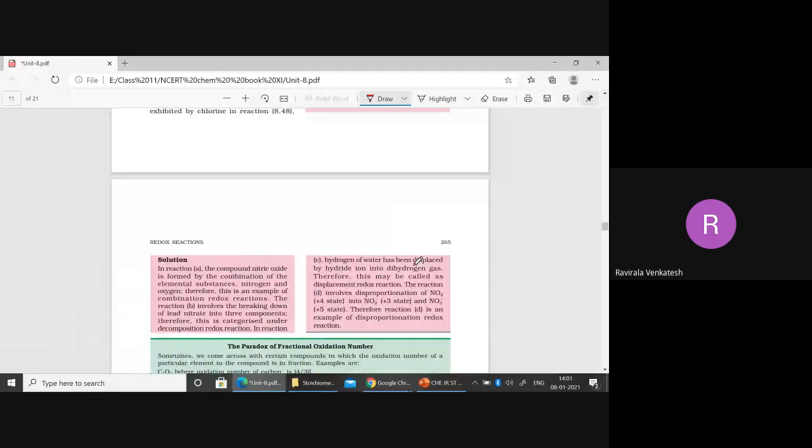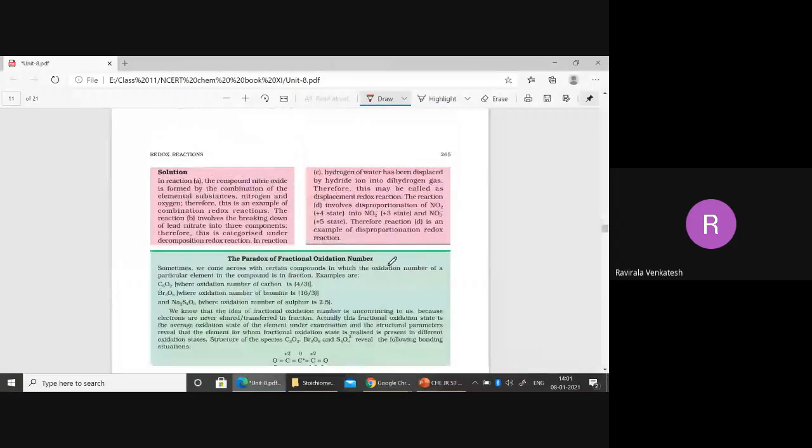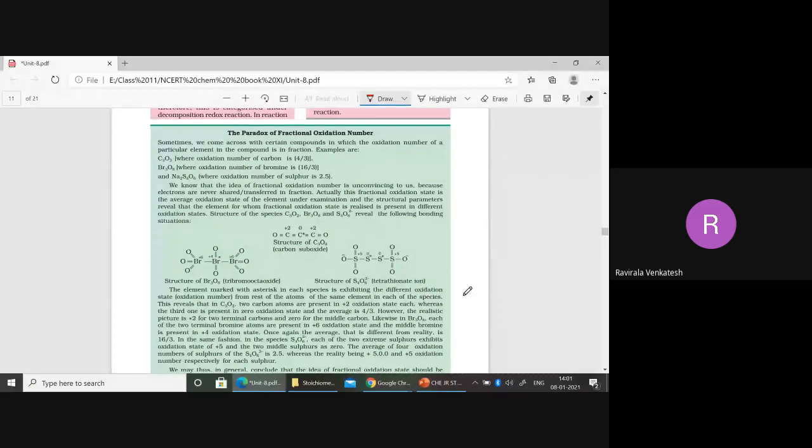A is what type of redox reaction? B is what type of redox reaction? There are some answers given, just copy that one. Now, apart from this one, let me discuss some other values also: paradox fractional oxidation numbers. Some more examples are there here.